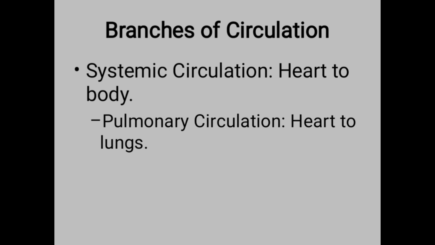Now the question can come to your mind: what is a double circulation? Let me tell you. Double circulation is a system in which blood passes through the heart two times during one complete circulation. This whole process is called double circulation. So let us now know the types of double circulation.